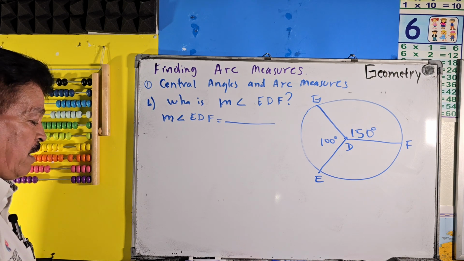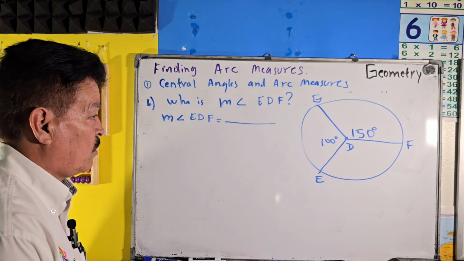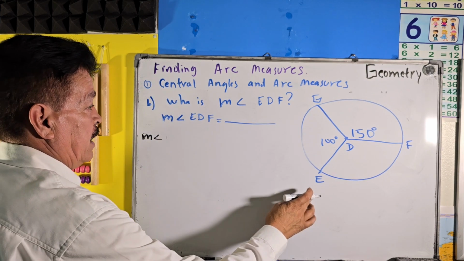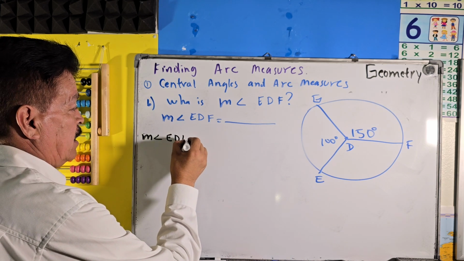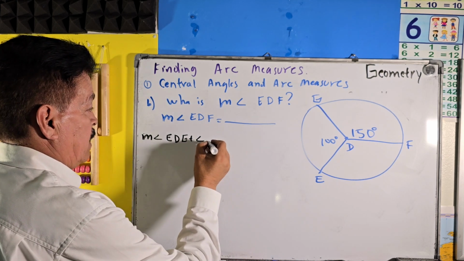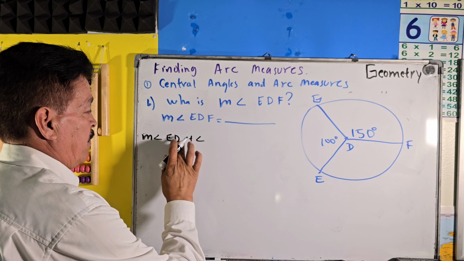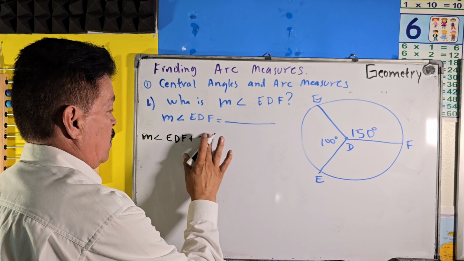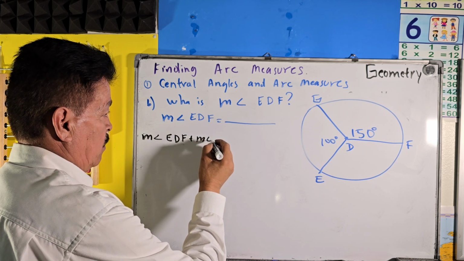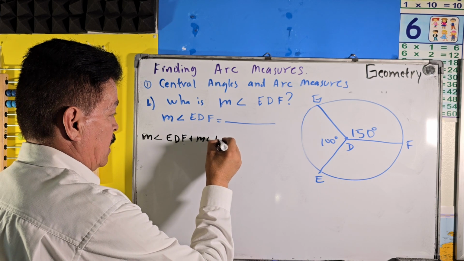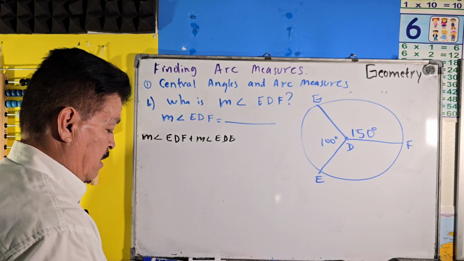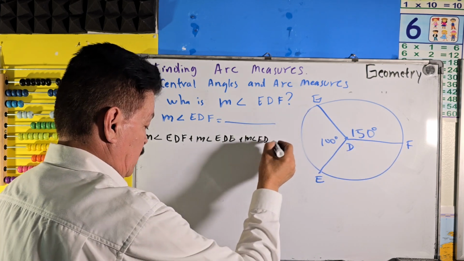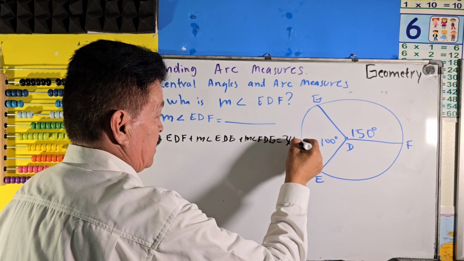Again, the total round is 360. So like before, let's write an equation: the measure of angle EDF plus the measure of angle EDG plus the measure of angle FDG. The total equals 360 degrees.